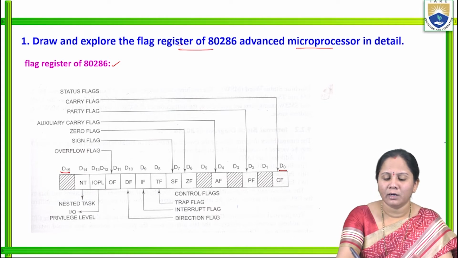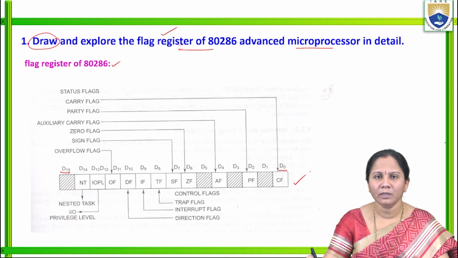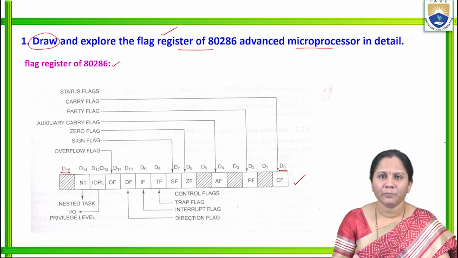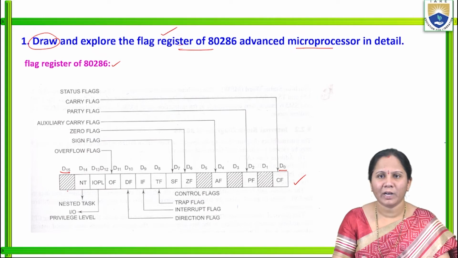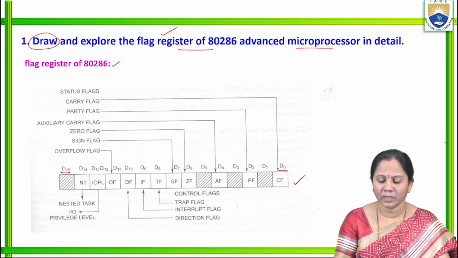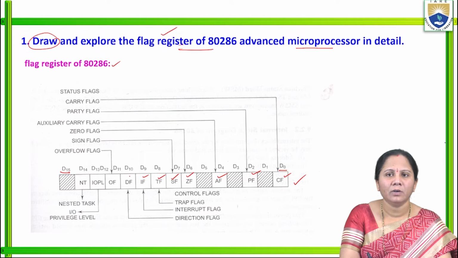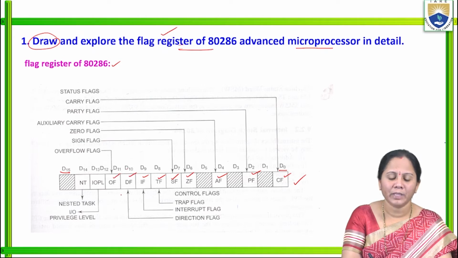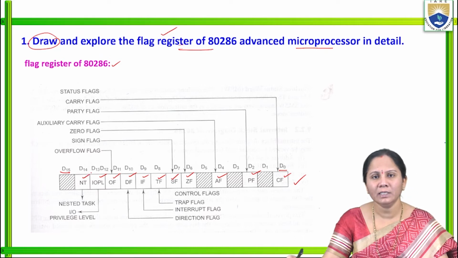So here, draw the flag register format. So this is the 16-bit flag register format. But among the 16 bits, 11 bits are used here, whereas the remaining bits are undefined. So here the bits we can see are carry flag, parity flag, auxiliary carry flag, zero flag, sign flag, trap flag, interrupt flag, direction flag, overflow flag. IOPL means IO privilege level, and NT stands for nested task.